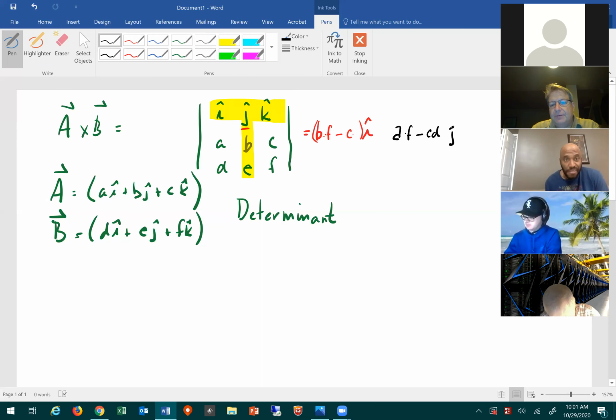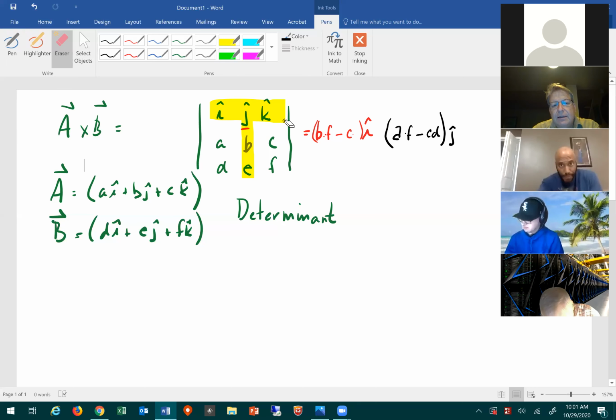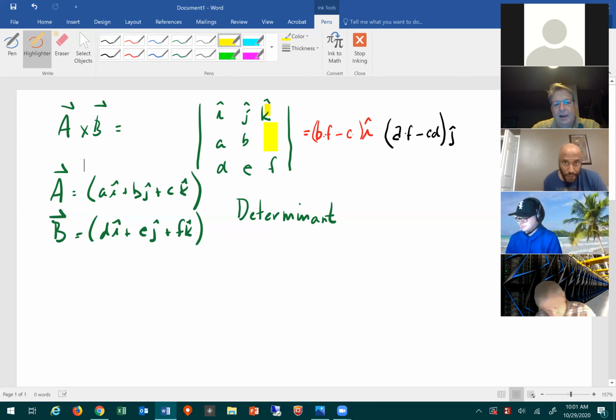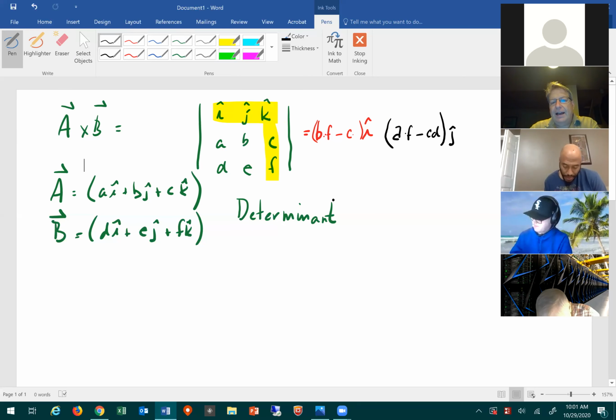And that's J hat. And then the K hat, I keep erasing things. So you cross out the lines that are next to it, and then you just multiply. And I go this, whatever's left. And I'm only going to be doing this 3 by 3. So the last one will be A times E minus B times D, K hat.